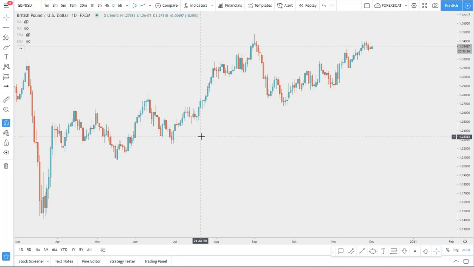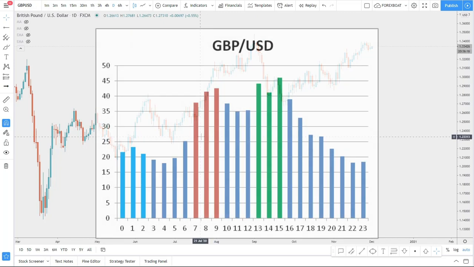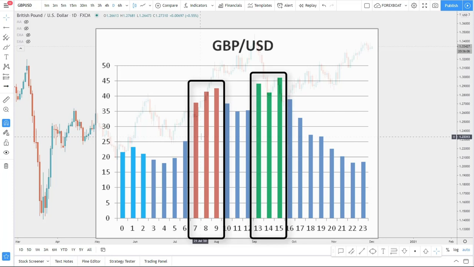But generally speaking, the volatility comes to the cable around 8 a.m. GMT when the European session gets opened. And it lasts about till 16 GMT. So that's the time when the most volatility is presented by the cable. So obviously this would be the best time to trade it because you want to catch these opportunities, these price movements.